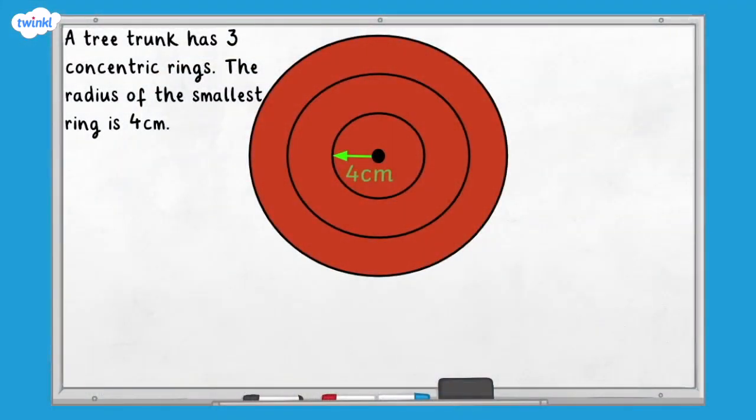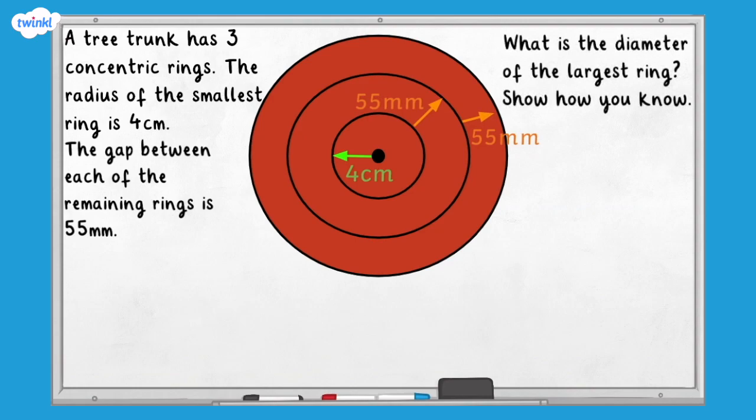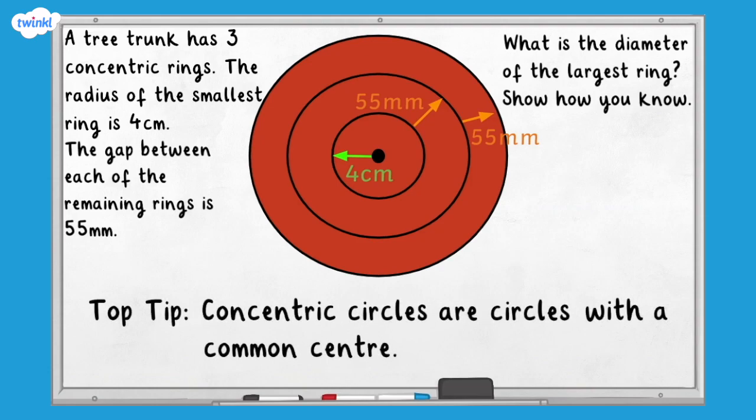Now let's see if we can use what you've learnt to solve a problem that uses your knowledge of parts of a circle. A tree trunk has 3 concentric rings. The radius of the smallest ring is 4 centimetres. The gap between each of the remaining rings is 55 millimetres. What is the diameter of the largest ring? Show how you know. See if this top tip can help you to solve the problem. Concentric circles are circles with a common centre.